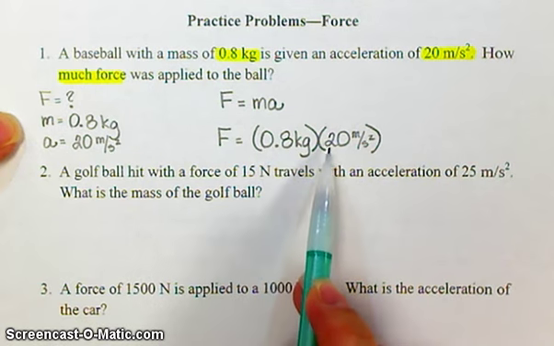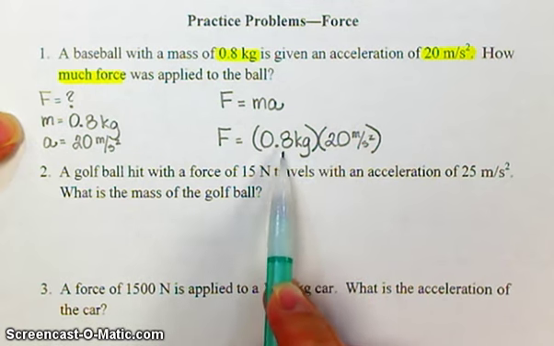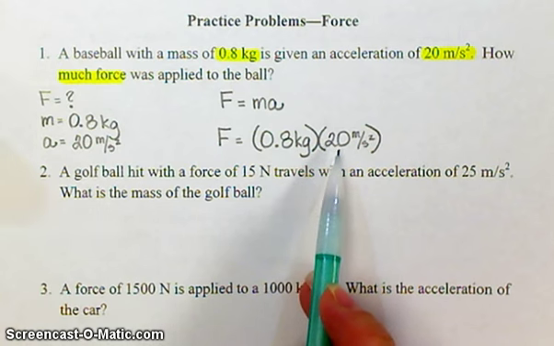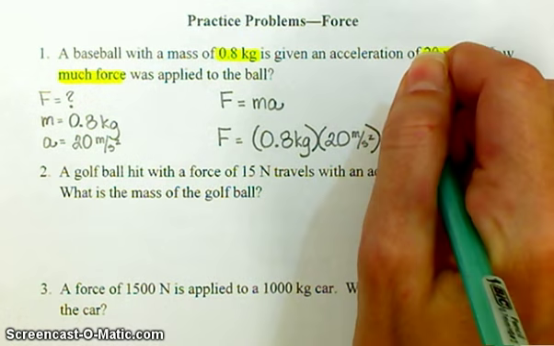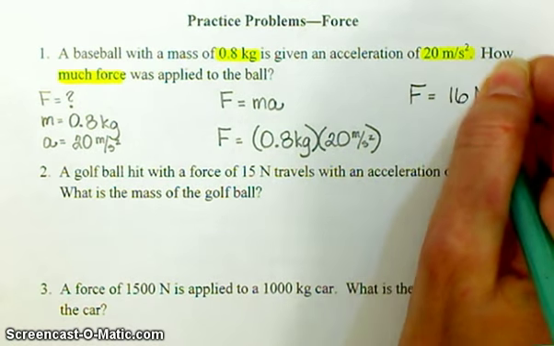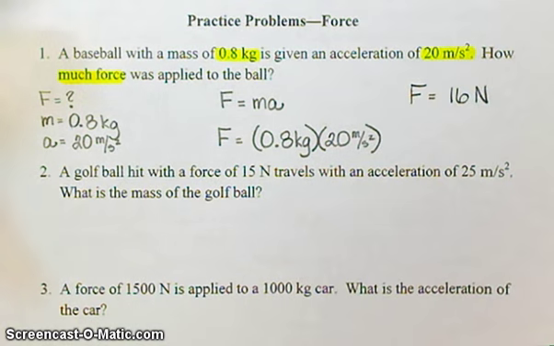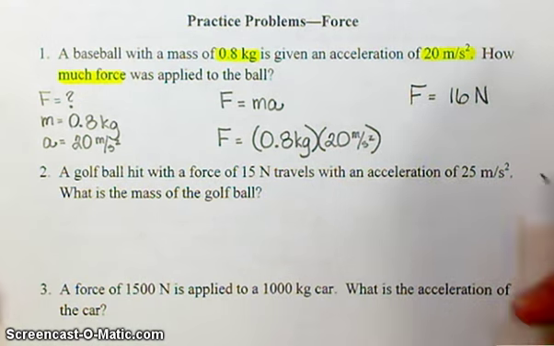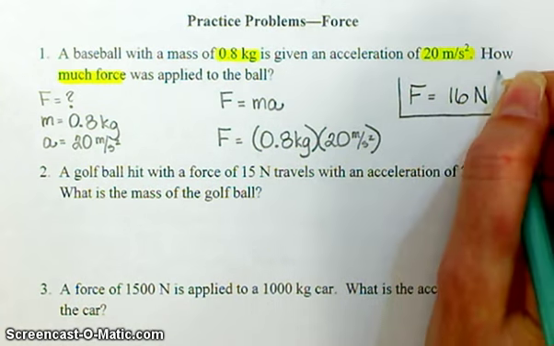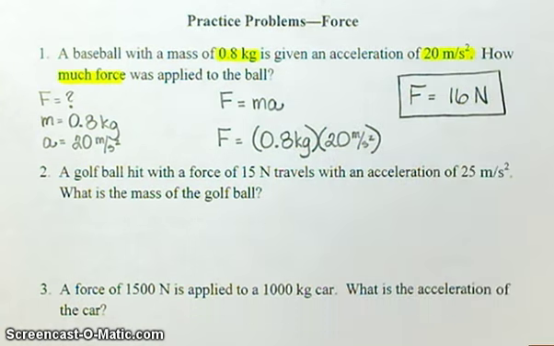8 times 2 is 16. 8 times 20 would be 160. Well, 0.8 times 20 is 16. So our force is 16 newtons. Now notice they didn't give you a direction which way the ball went, so just don't worry about that. I mean, force is a vector quantity, but direction wasn't given to you, so don't worry. So just box your answer, and you're done.